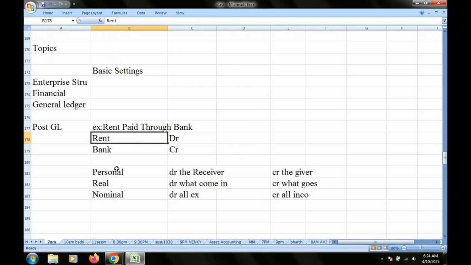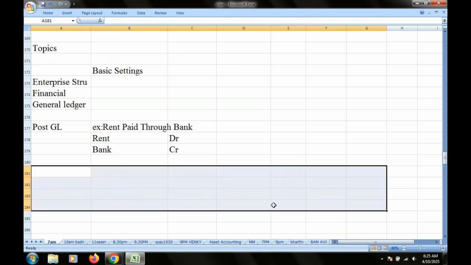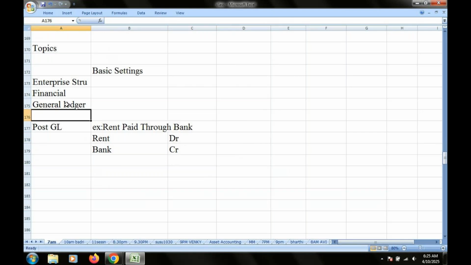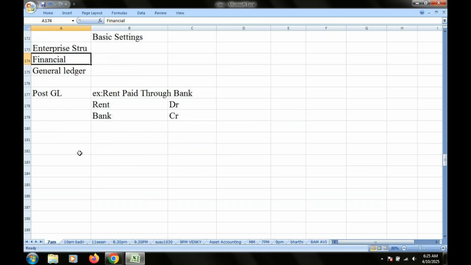Based on this, once you know the golden principles, then we can easily understand, even though it is manual accounting, even though it is systematic accounting. These types of entries we can post while we are doing the basic settings. After completion of these basics, we are going to the next level. The very important topics we are covering: one is accounts payables, accounts receivables.